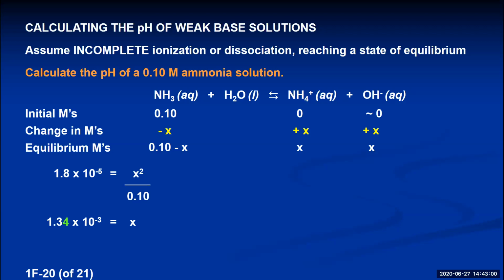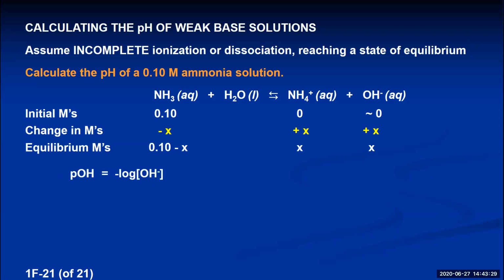Now we have to check to see if that was a good assumption. So I'm going to take what I got for x, divide it by the original amount of the base, which is 0.10, and then multiply by 100. So x divided by 0.10 multiplied by 100 equals 1.3%. And that's less than 5%. So that means we're going to assume that amount of error is okay, and we're going to assume this is the value for x. X stands for, in this problem, the hydroxide concentration.